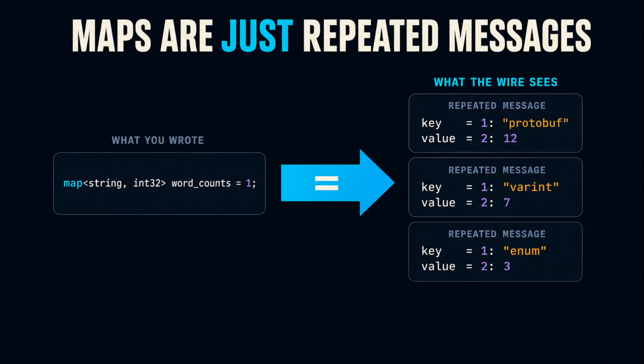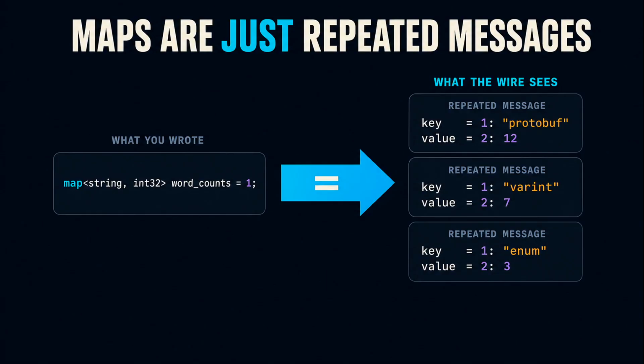And here is the title of this chapter. A map field is syntactic sugar. The compiler does not generate a special wire format for it. Under the hood, it treats map, angle bracket, key, comma, value, angle bracket as a repeated nested message with 2 fields, a key field at number 1 and a value field at number 2. So a map with 3 entries on the wire looks identical to 3 instances of that little nested message. Same length delimited entries, same field numbers, same bytes.